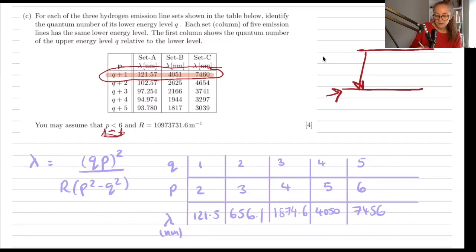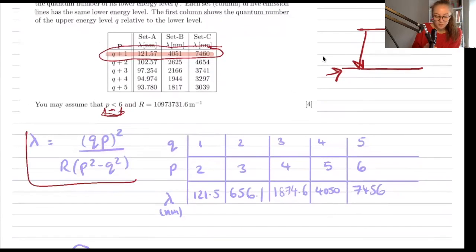So we can count up Q so that we have some values of Q. So 1, 2, 3, 4, 5. And if our value of Q is 1, then our next level P will be 2. And if our value Q is 2, then the one above it will be 3, etc. So we have P as 2, 3, 4, 5, and 6. And then using our equation from the previous part, we can come up with a value for the wavelength for the drop from one to the other.